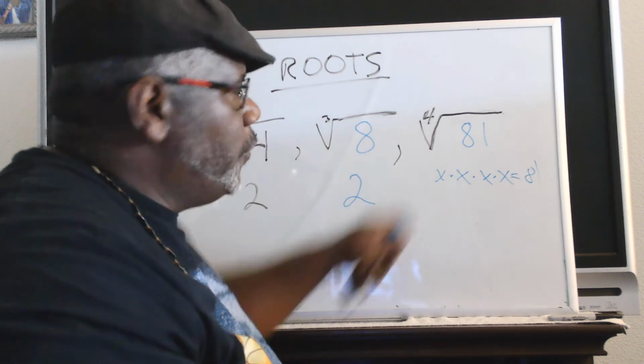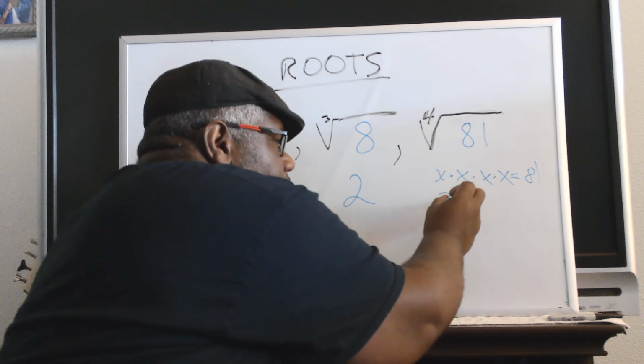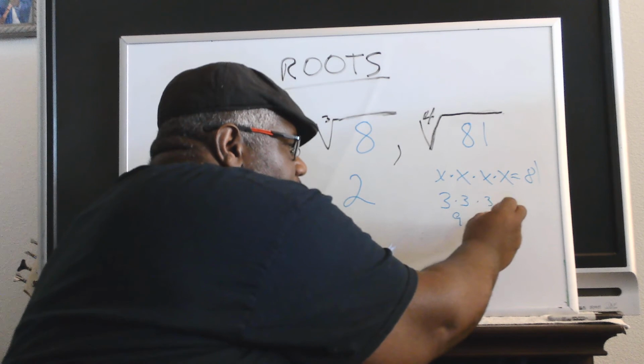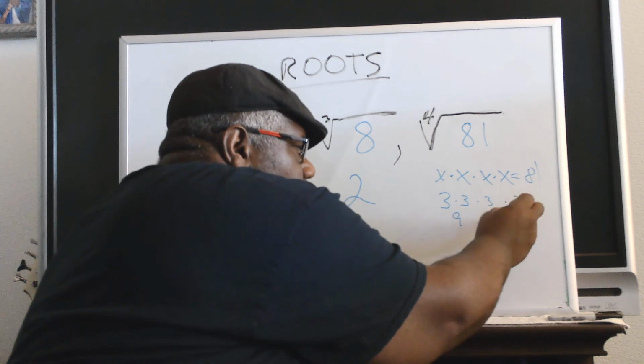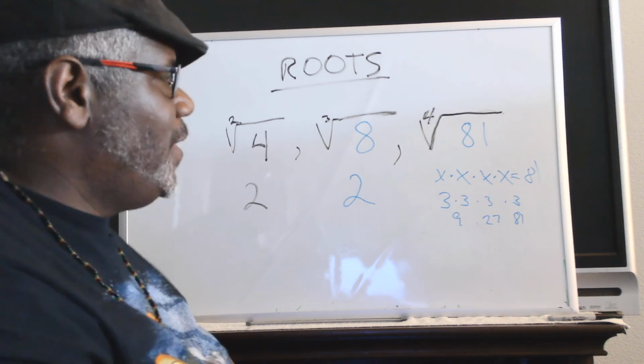When it comes to the fourth root, well, what happens if we stick 3 in? 3 times 3 is 9. Times 3 is 27. Times 3. Ooh, what do you know? Interesting, huh?